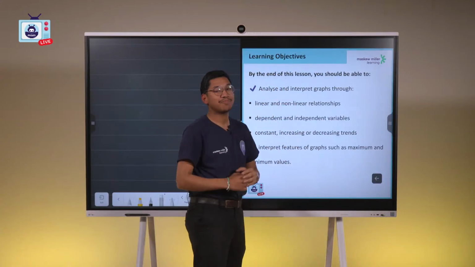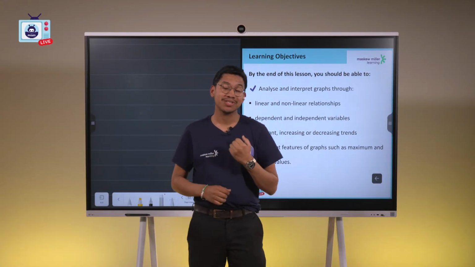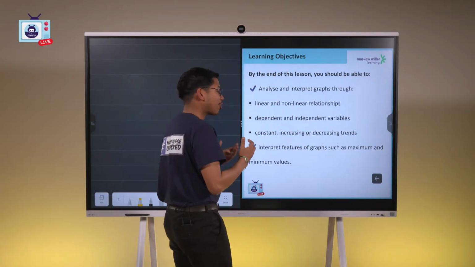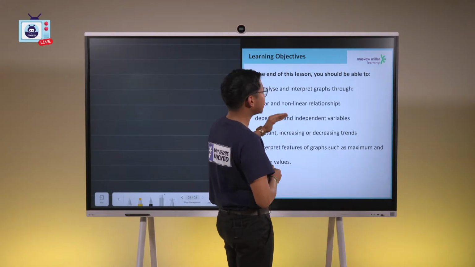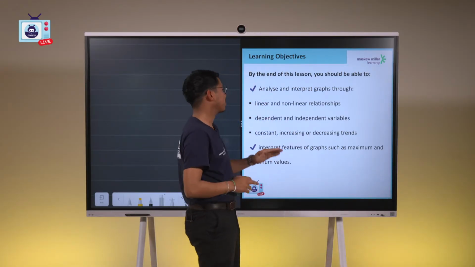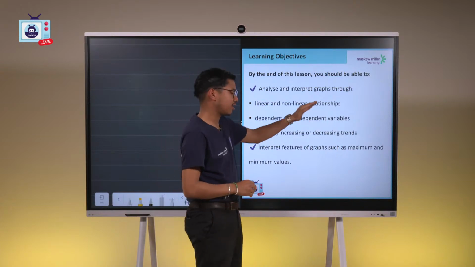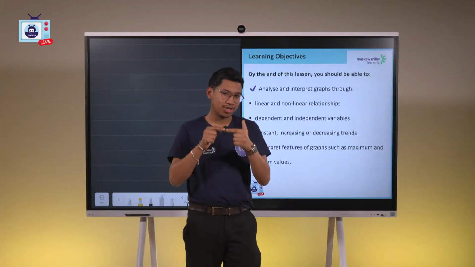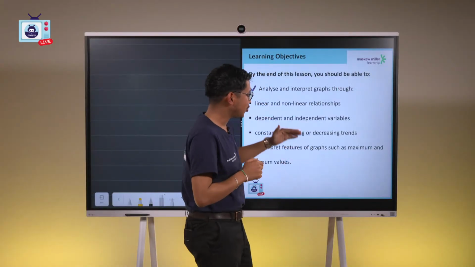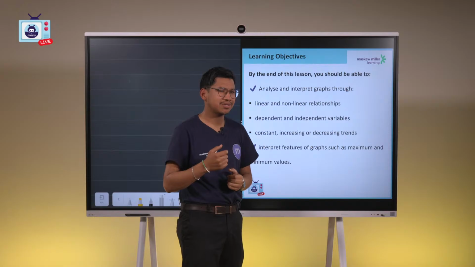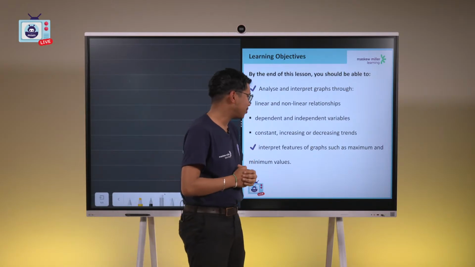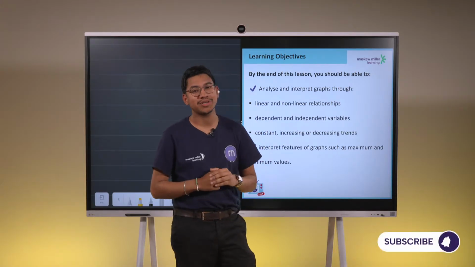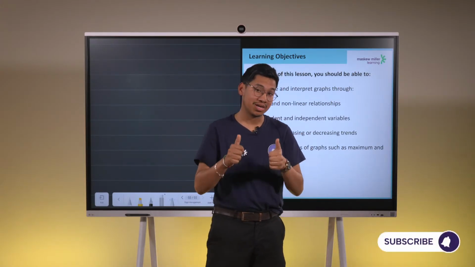Now, obviously, before we start getting into it, there are certain objectives that need to be attained at the end of the lesson. What are these objectives? We need to analyze and interpret graphs through linear and non-linear relationships. And before I continue, there will be a lot of new terminology that you will notice during the course of the lesson. A lot of new words, a lot of new vocab that need to be focused on, but it's okay. We're going to go through it step by step to make sure that at the end of this lesson, you are comfortable. All right?